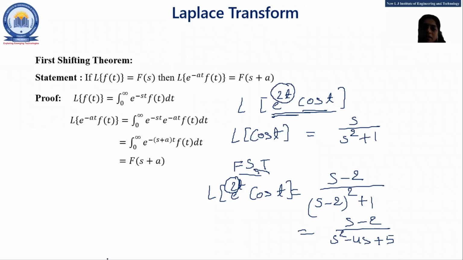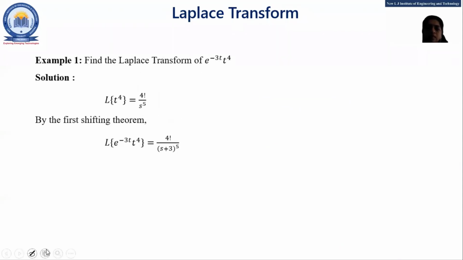So let's start some examples for better understanding. See here. Find the Laplace transform of e raised to minus 3t times t raised to 4. So in this case, what is our function of t? Students, here we want to find the Laplace of e raised to minus 3t times t raised to 4, right? So this t raised to 4 is our function f of t.